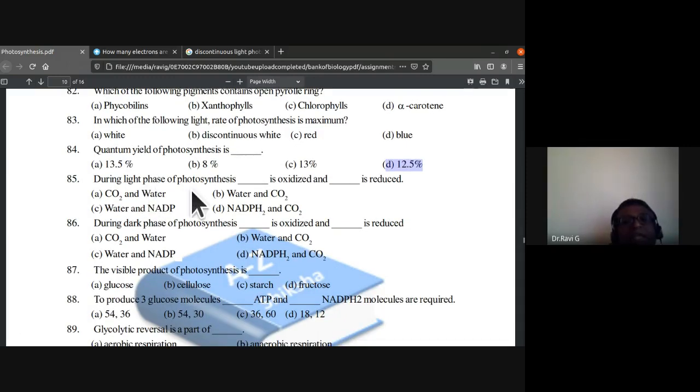So the next one: during light phase of photosynthesis, dash is oxidized and dash is reduced. What is oxidized and what is reduced? NADPH is reduced. Okay, during the light phase of photosynthesis, what is oxidized? So the answer is water and NADP. So water is oxidized and NADP is reduced. So 85th, C is the answer.